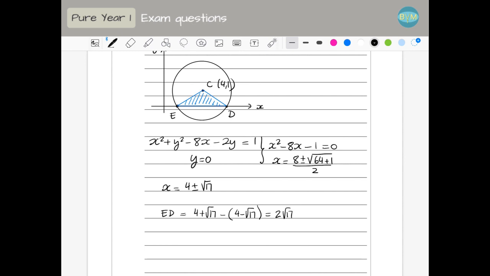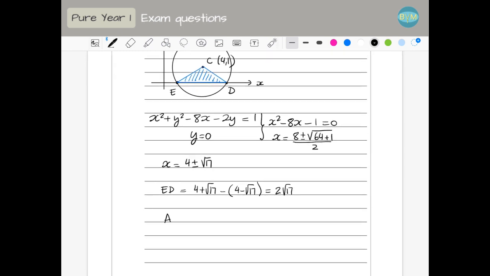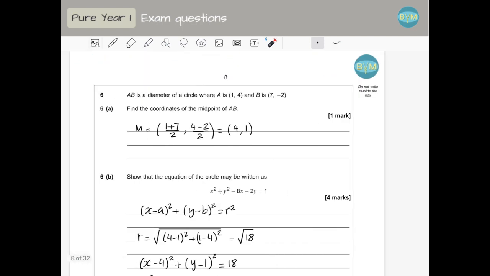So that's the distance between them, which means the area of triangle DCE is going to be base 2 root 17 times height, which is 1, divided by 2. So this area is root 17. We don't have units, so you don't have to write anything else. And that's all for this question.